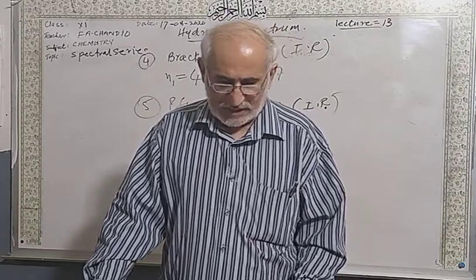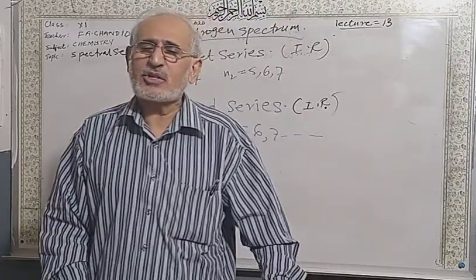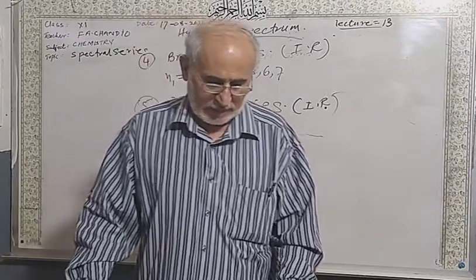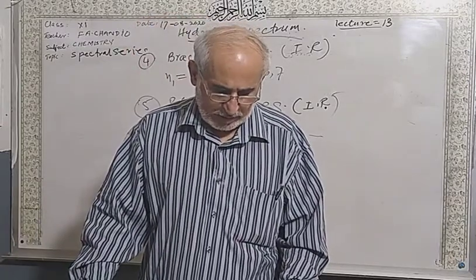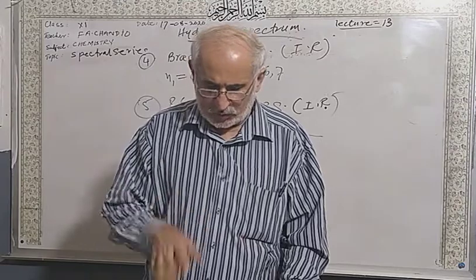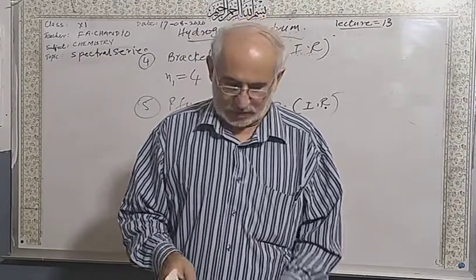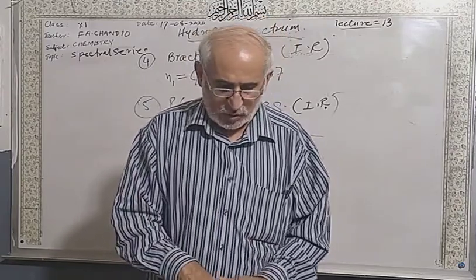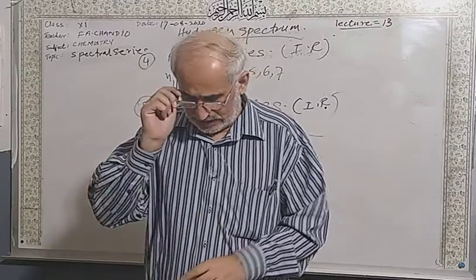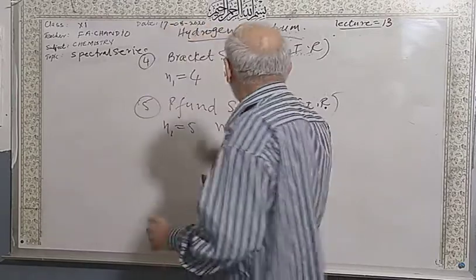At least 2 examples must be done in your copies. Means 2 for the Lyman, 2 for the Balmer, and 2 for others. You have to calculate in your copy. This is about the hydrogen spectrum.